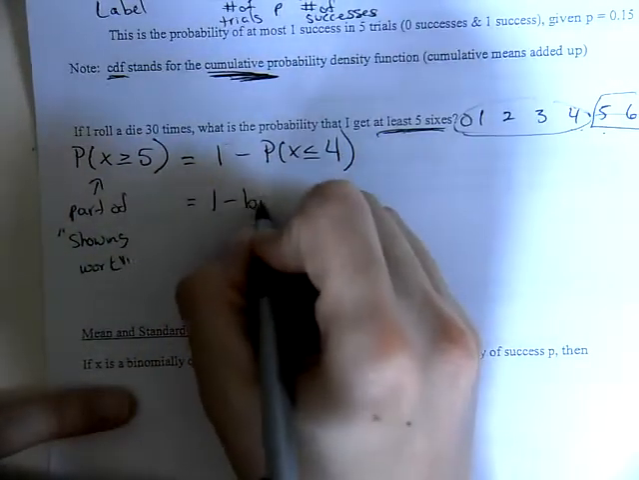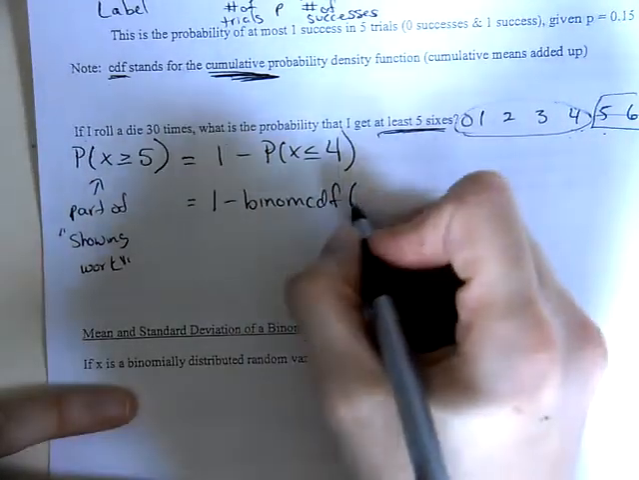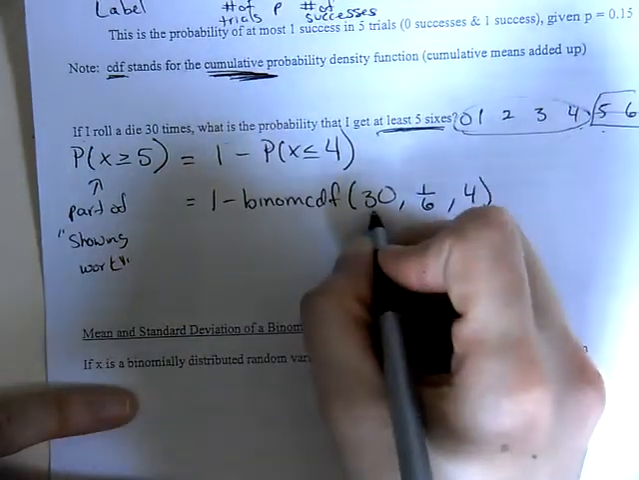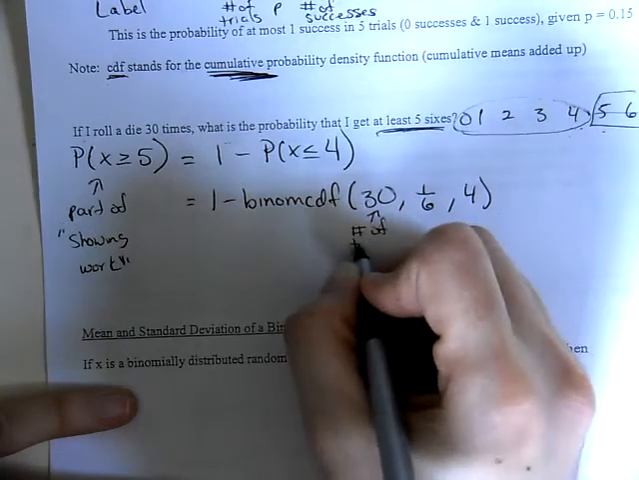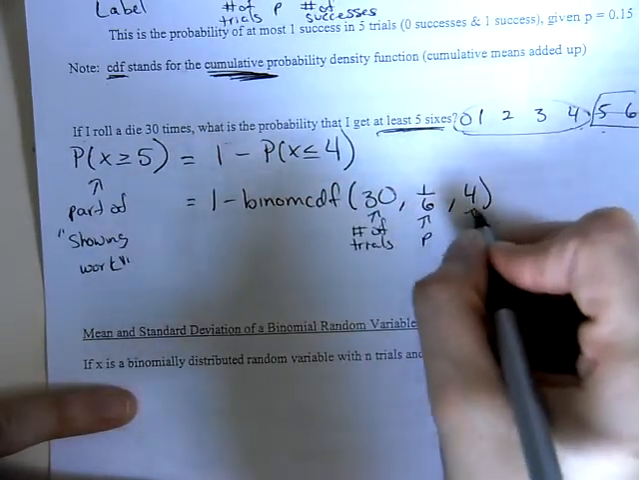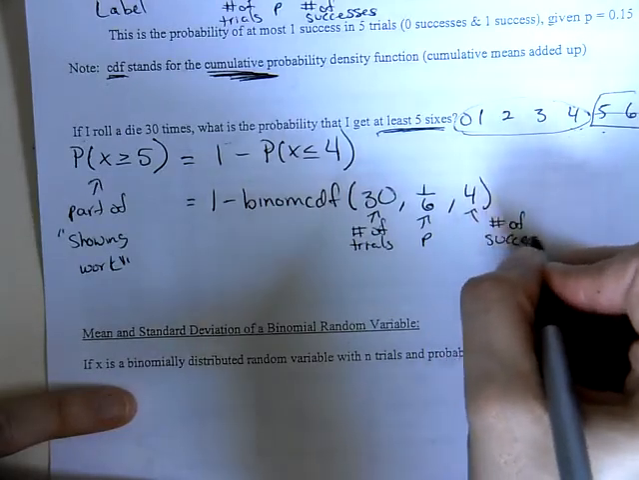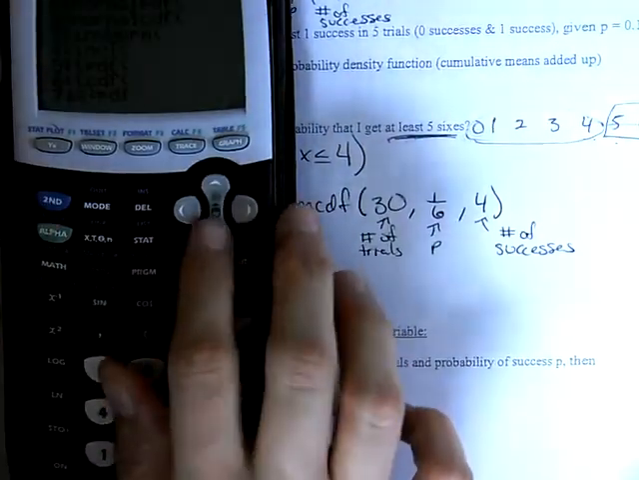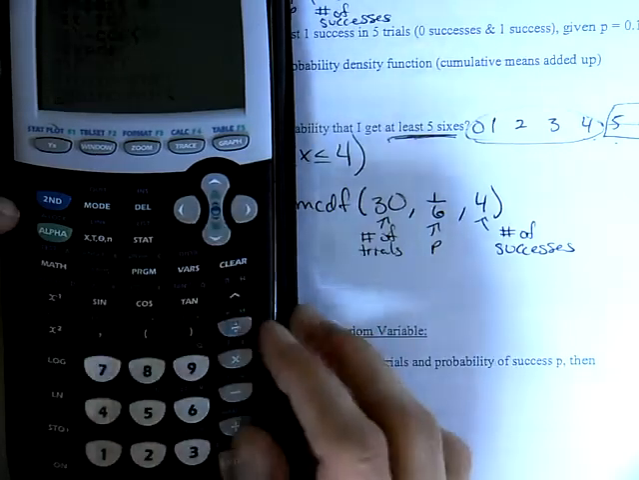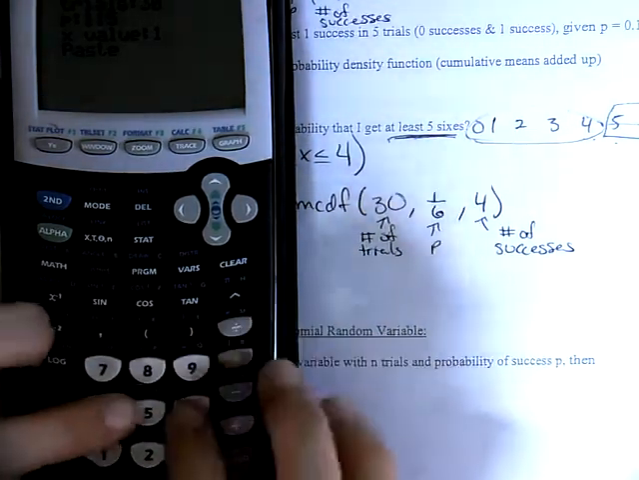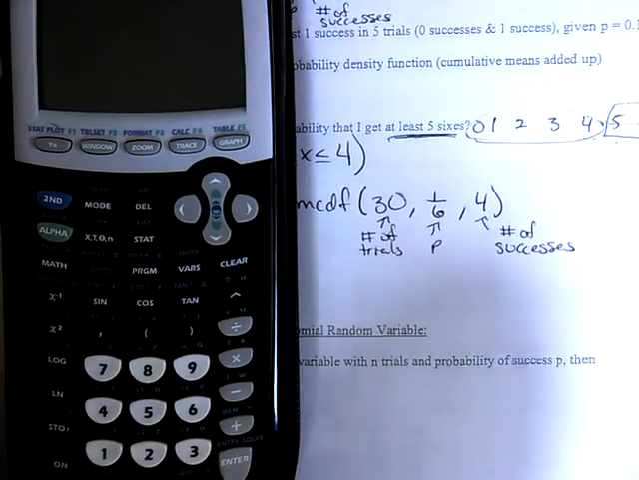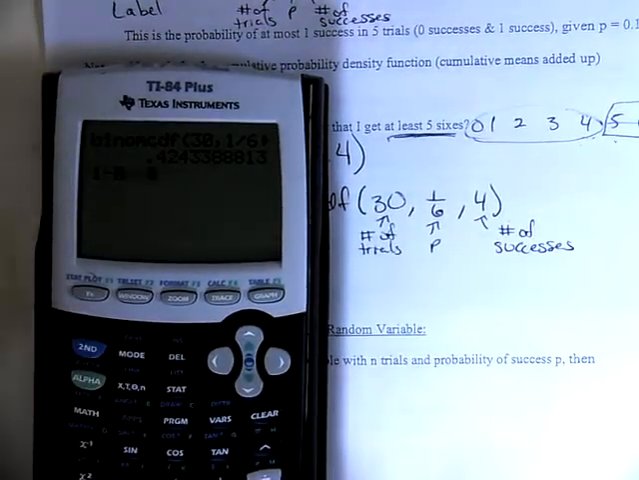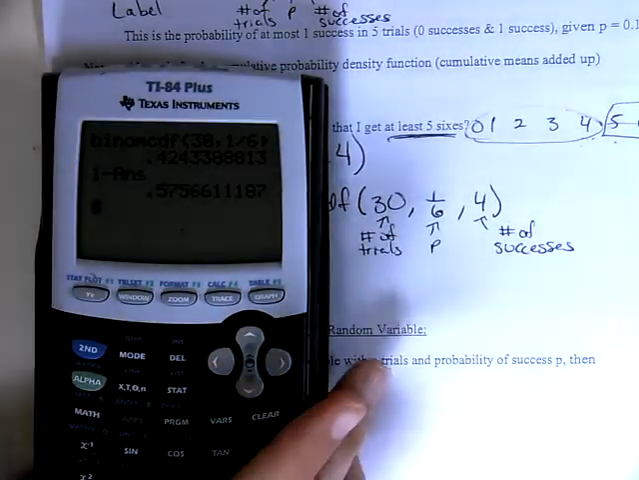So I'm going to do 1 minus binomial CDF. So I have 30. The probability I get a 6 is 1/6. And I want 4. So again, I need to make sure I label. Number of trials. P. Number of successes. So if I do that in the calculator, 30, 1/6, 4, 0.4243, and you can do 1 minus the answer if you want. So 0.5757.